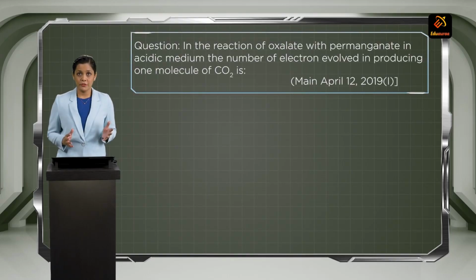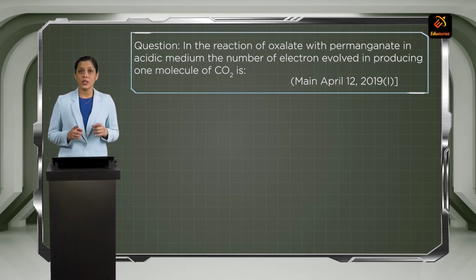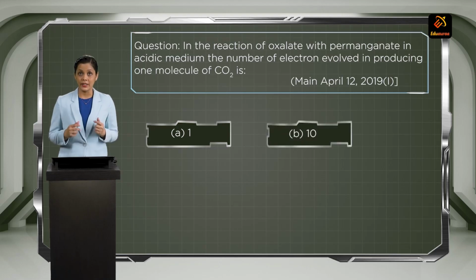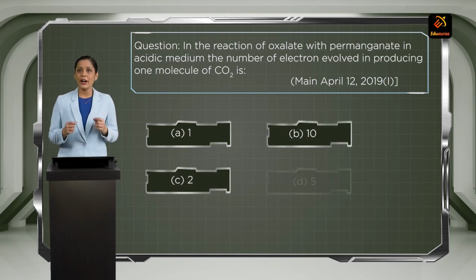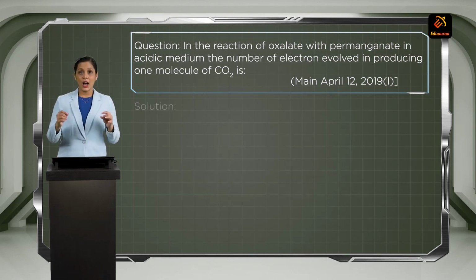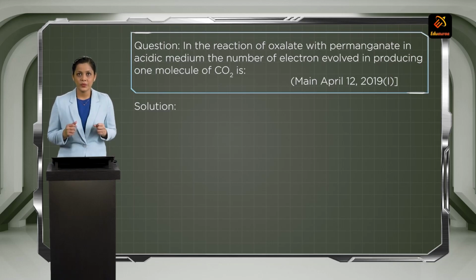And the next question, in the reaction of oxalate with permanganate in acidic medium, the number of electrons involved in producing one molecule of CO2 is option A 1, option B 10, option C 2 and option D is 5. Students, this question was asked in mains 2019. Now, in order to find our answer, let's work out the equation.